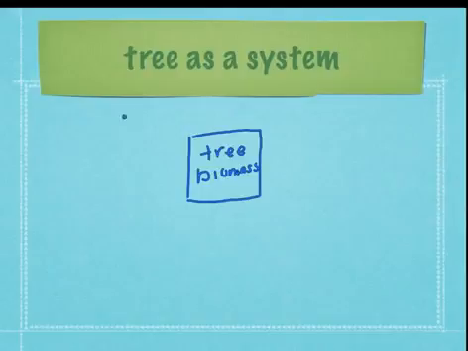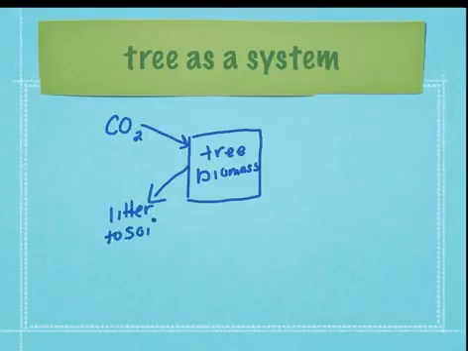So now I have to consider what's going to go into my tree. Going in there, obviously we have some photosynthesis going on, so we're going to have some carbon dioxide going in. This tree is going to produce leaves, and other things that are going to go to the soil, so we'll just call that litter to soil. These are the decomposing leaves, the bark that's falling off, that kind of stuff. The tree has to take up some nutrients in order to go through its processes as well, so that would be an input. Likewise, it also needs water.